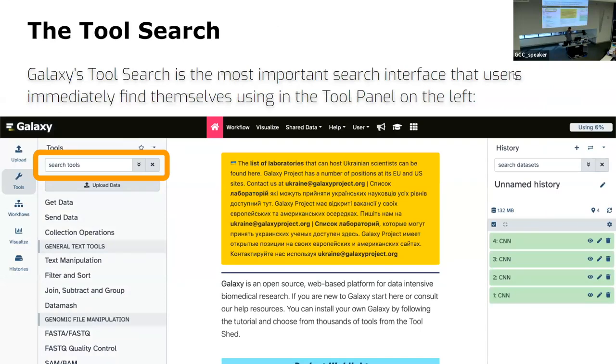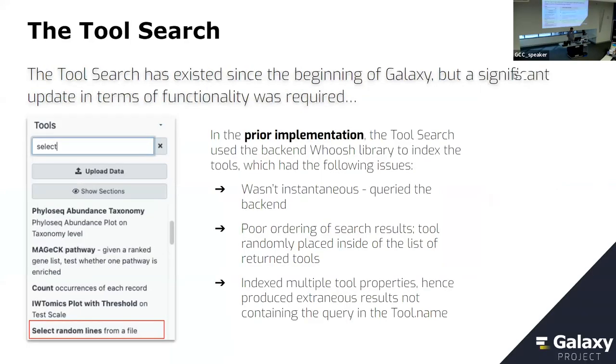The next search that I would like to describe is Galaxy's improved tool search. It can be found on the left-hand side, obviously, and you can search for tools that are installed in the current instance in Galaxy. And this has been around forever, but we needed an improvement in the way it worked.